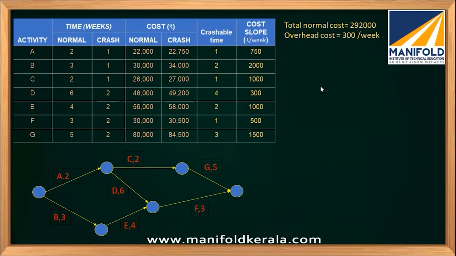So we have to find the total cost. Before that, we have to find the critical path and the duration of the project. What are the possible paths? One is A, C, G. Second is A, D, F, and the third is B, E, F. The durations are 2 plus 2 plus 5, which is 9; 2 plus 6 plus 3, which is 11; and 3 plus 4 plus 3, which is 10. So this is the project duration, and A, D, F is our critical path.